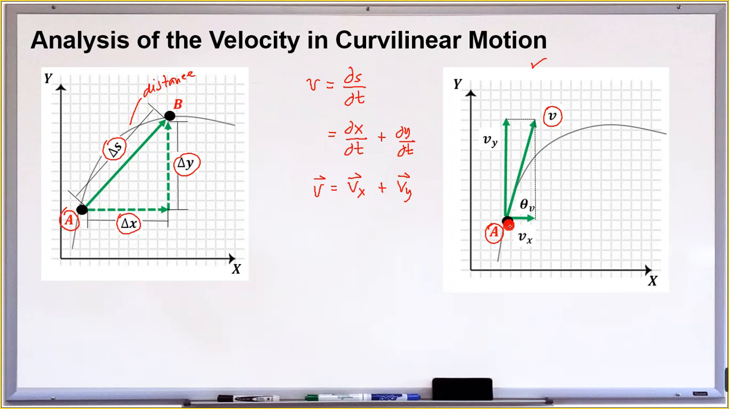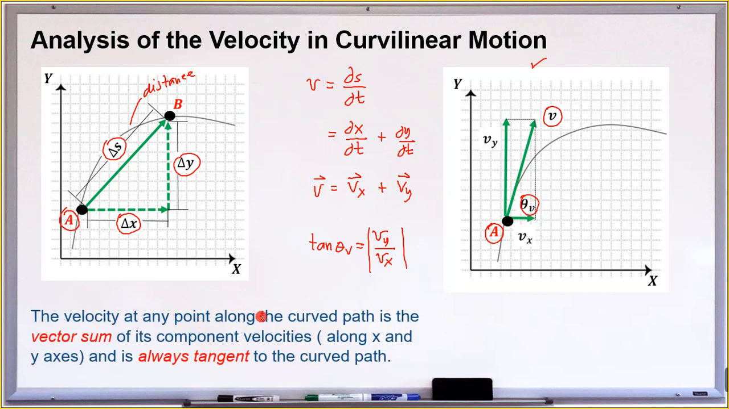The angle between the velocity component along y and the velocity component along x is represented by this angle theta v. So we have tangent theta v equal to the velocity along y over velocity along x. This is how we are going to solve for the angle of our velocity. So in short, the velocity at any point along the curved path is the vector sum of its component velocities, that is along x and along y.